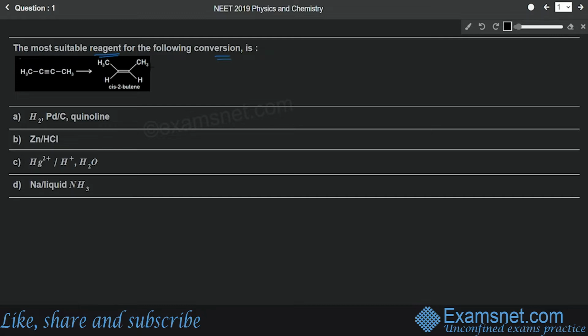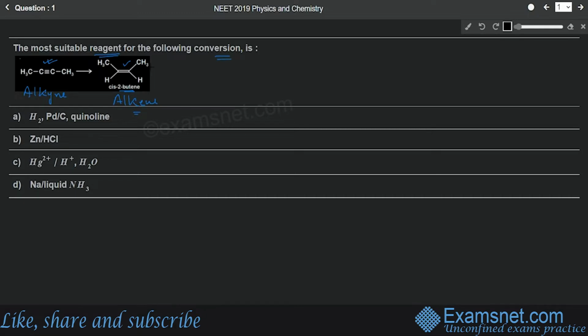Okay, so we can see that on the reactant side, triple bond is present, that means this is an alkyne, and on the product side double bond is present, so this is an alkene. Also it is written cis 2 butene, that means an alkene. Okay, so how do we obtain an alkene from alkyne? By partial reduction with hydrogen. Okay, so hydrogen is used to reduce alkynes into alkenes, but that will be in the presence of palladized charcoal that will be deactivated with some poisons.